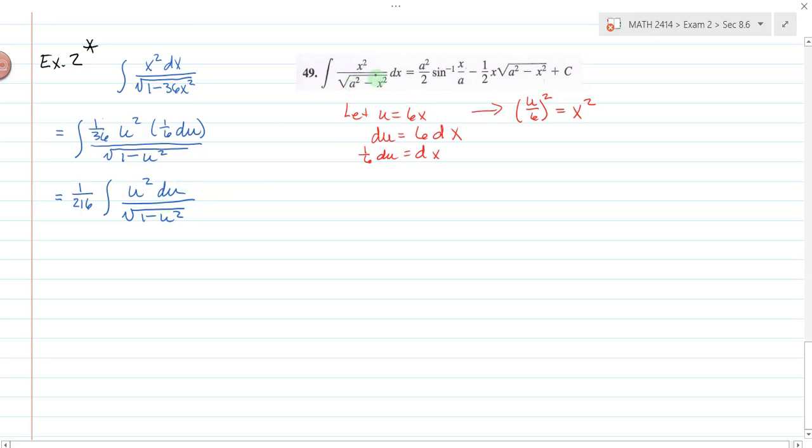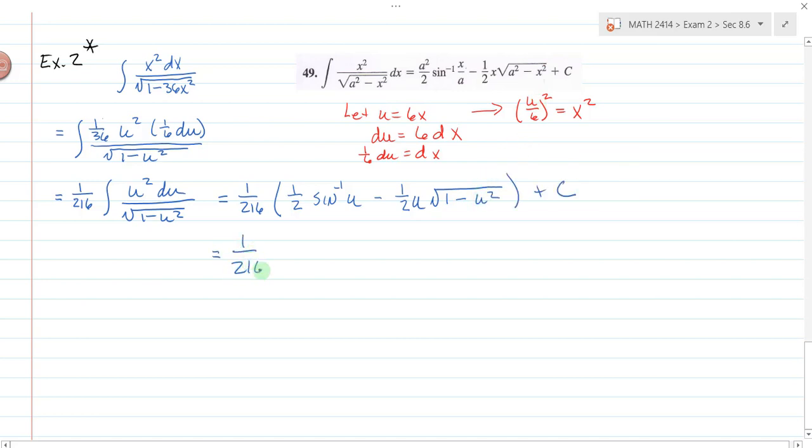Now this fits the pattern where u is equal to x and du is equal to dx. A is going to be equal to 1 and u is equal to x. So when I integrate this using this pattern, I'm going to get 1 over 216, because that's already out in front of the integral, times 1/2 sine inverse, x over 1 is just x, but I'm not using an x, I'm using a u, minus 1/2 x square root of 1 minus, and that's not an x either, that's a u. And this is what you've got to watch out for when you do a u substitution. If your formula has x's in it, it's very easy to write the x's, but we've got to use a u. So this is 1/2 u square root of 1 minus u squared plus c.